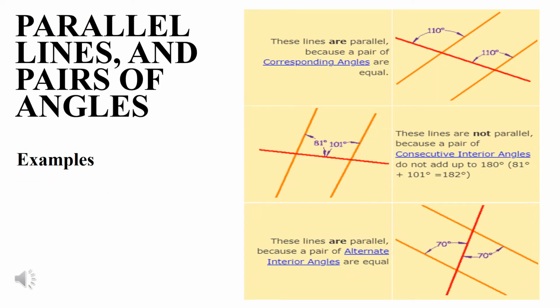Examples. These lines are parallel because a pair of corresponding angles are equal. These lines are not parallel because a pair of consecutive interior angles do not add up to 180 degrees. These lines are parallel because a pair of alternate interior angles are equal.